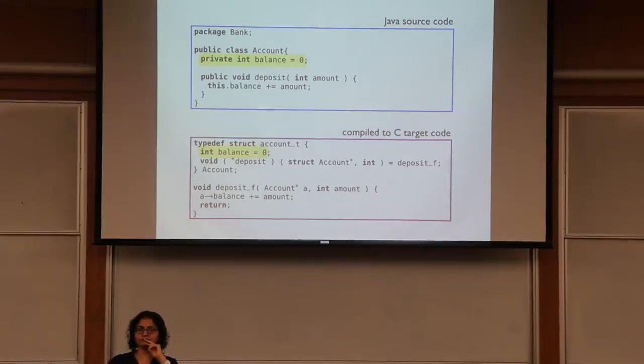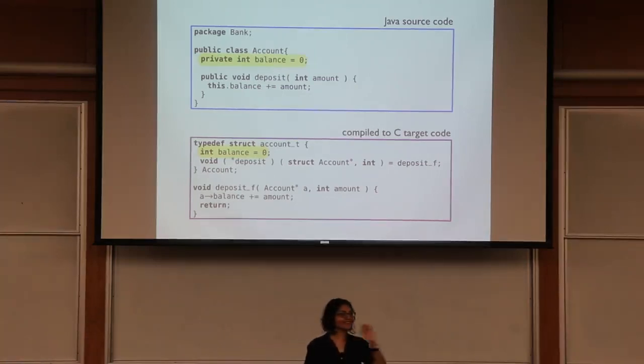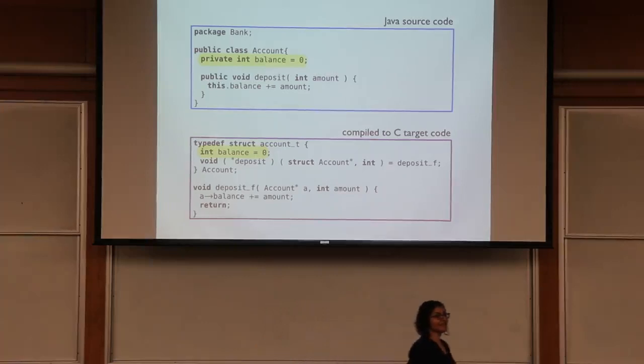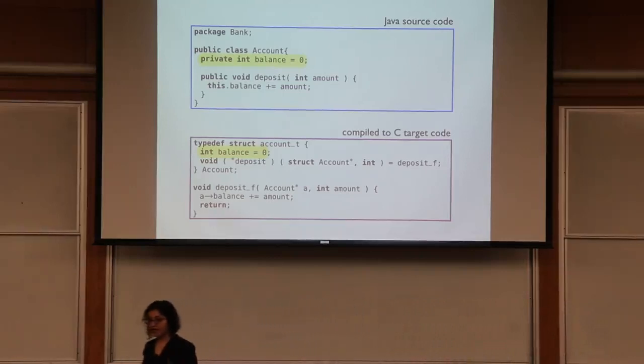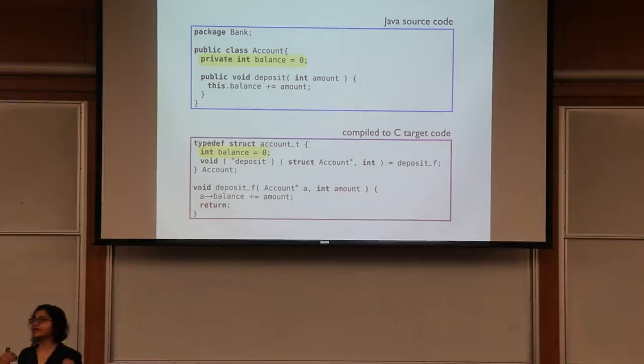Okay, so can anyone tell me why this compilation might not be secure? Yes? The balance is not private, right? There was this concept called private. It was part of Java, it's an abstraction, in the Java source language. It ensures that any clients of this class will not be able to go in and directly read the balance. That's what it means to be private.